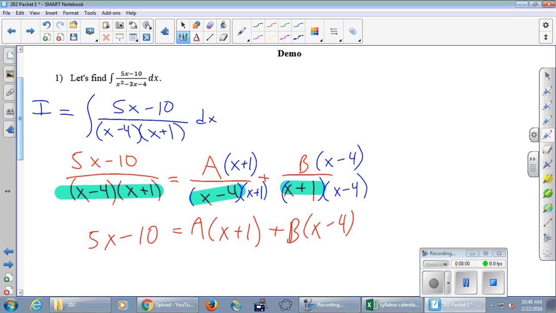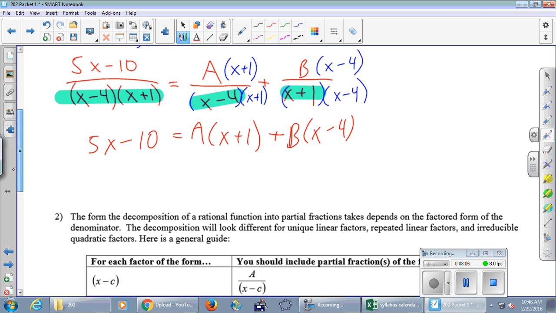Okay, now the goal is to find a and b to make this equation true. Now there's two choices. One choice involves picking any numbers that you want for x. Pick some values for x. This equation is supposed to be true for any x at all. So for example, if I pick x equals 17, I could write down, let's see, 5 times 17, that's 85. 85 minus 10 is 75, is equal to 18a plus 13b. That's an equation that has to be true.